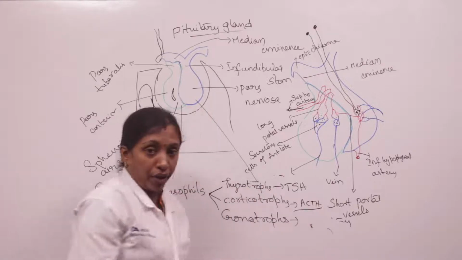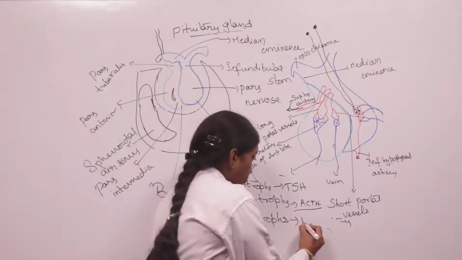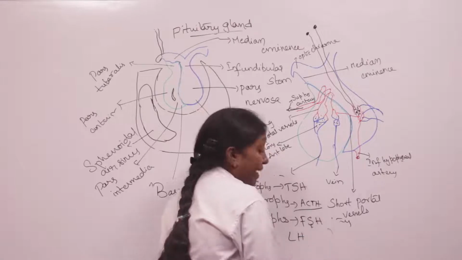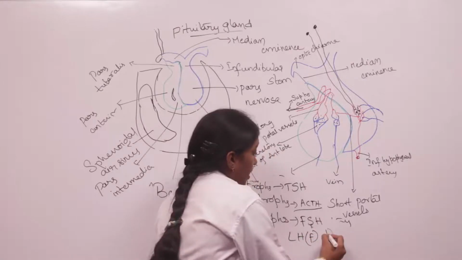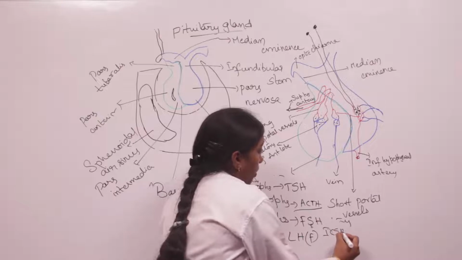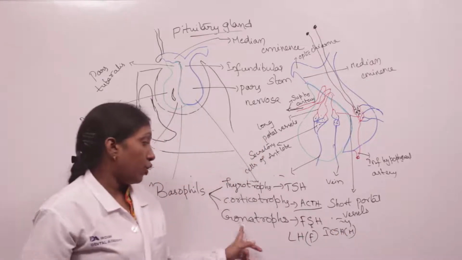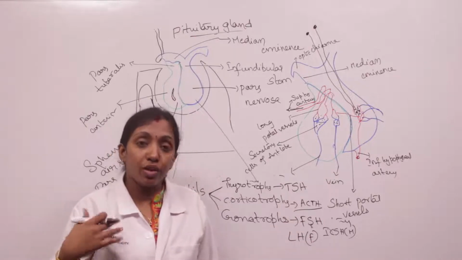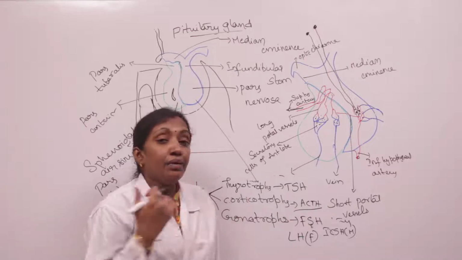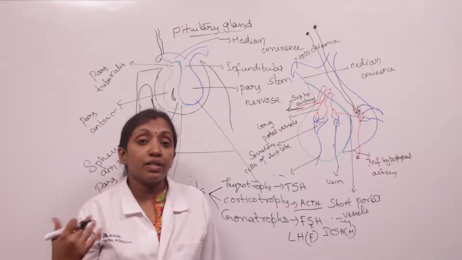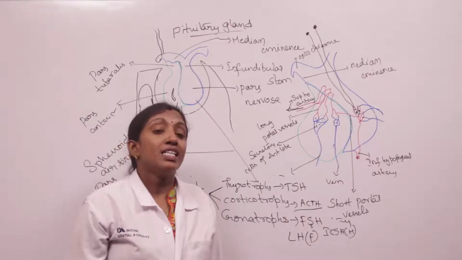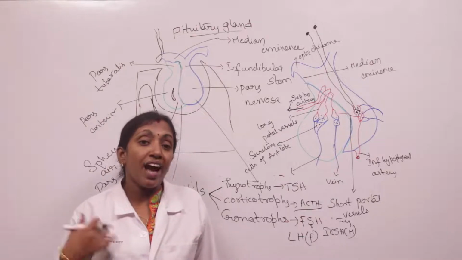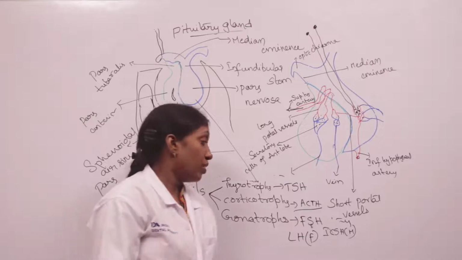And coming to the gonadotrophs, they secrete follicle stimulating hormone, luteinizing hormone in females, and interstitial cell stimulating hormone in males. Follicle stimulating hormone helps in the maturation of the ovarian follicle, and in males it stimulates spermatogenesis. In females it stimulates oogenesis, which helps in the maturation of ovarian follicles.